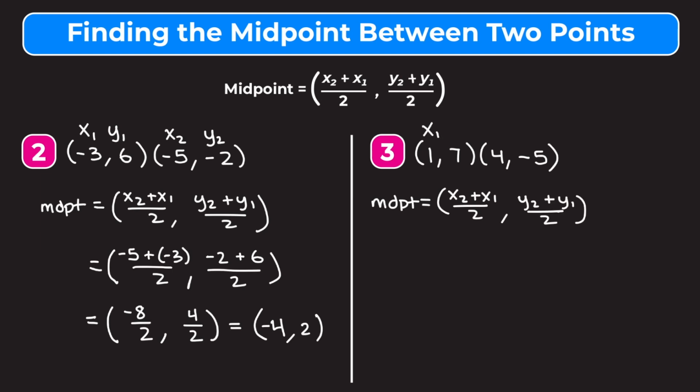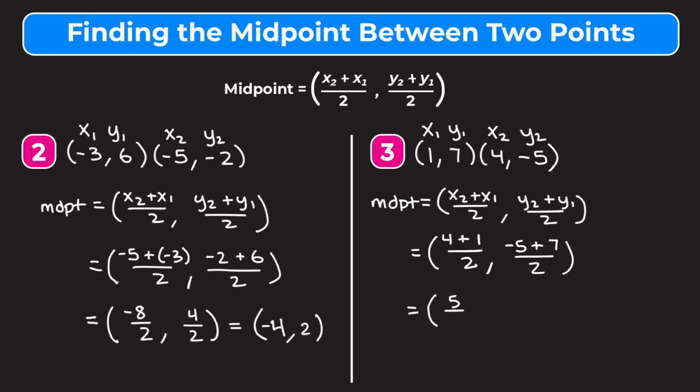I'll label our 2 points with x1, y1 and x2, y2, and now we're just going to plug in our values. So we're going to find the sum of the x-coordinates, so we're going to do the x-coordinate of the second point plus the x-coordinate of the first point, divide that by 2. Put the y-coordinate of the second point, add it to the y-coordinate of our first point, and divide that by 2. And now we're going to simplify. 4 plus 1 is 5, so we get 5 over 2. Negative 5 plus 7 is positive 2, so we get positive 2 over 2.